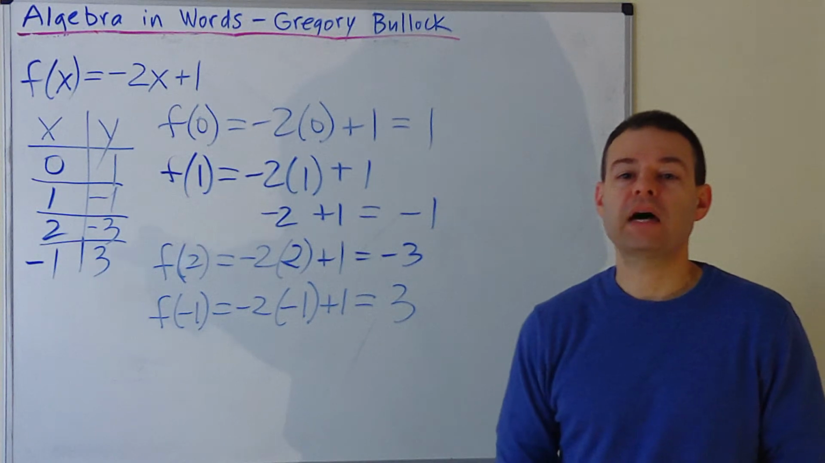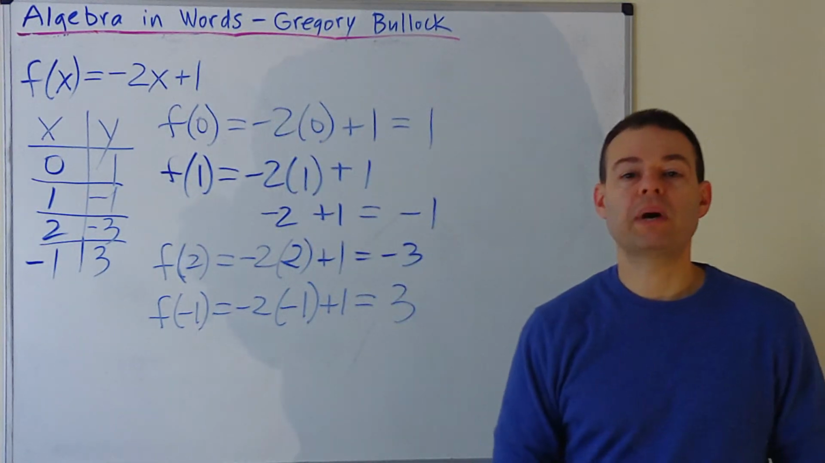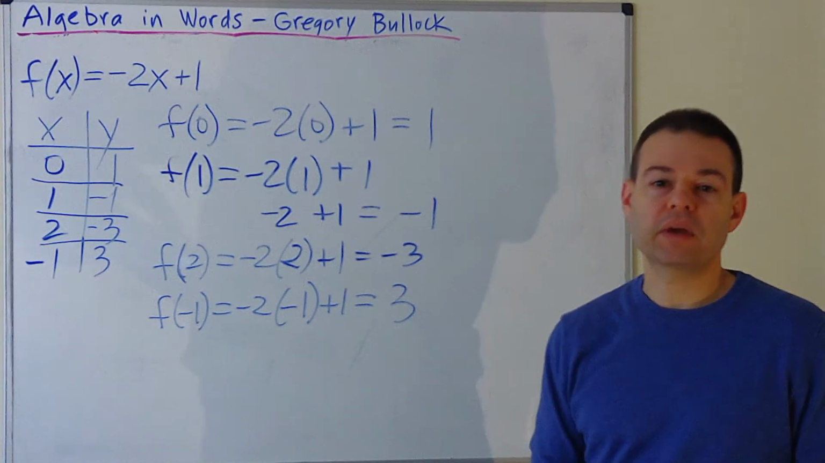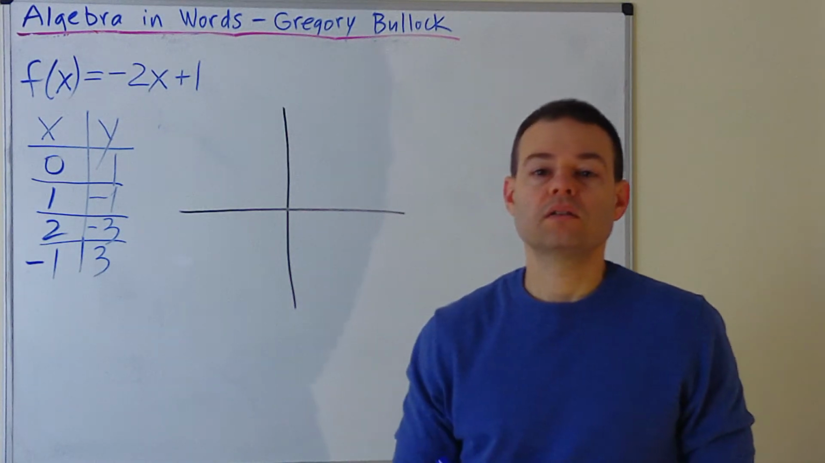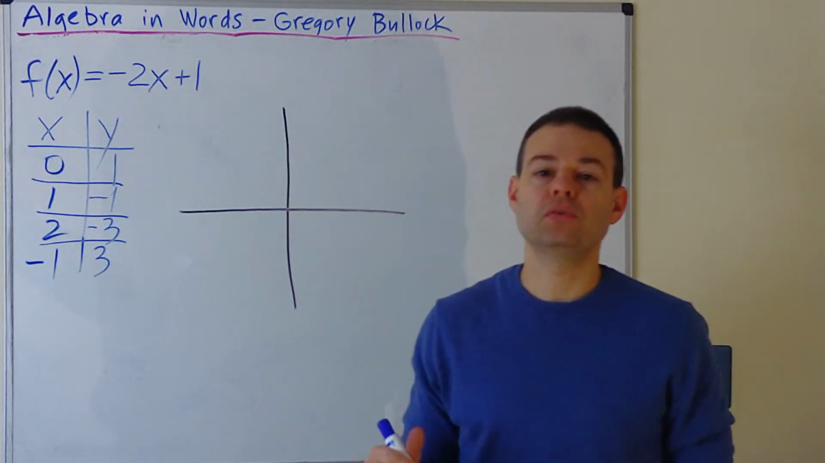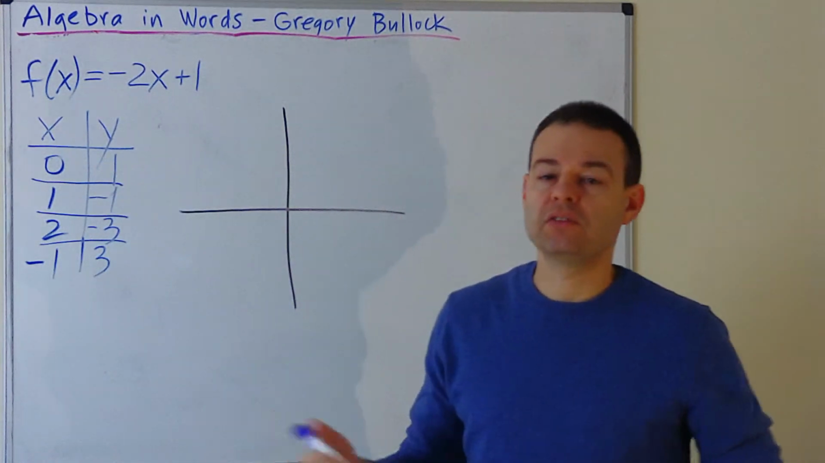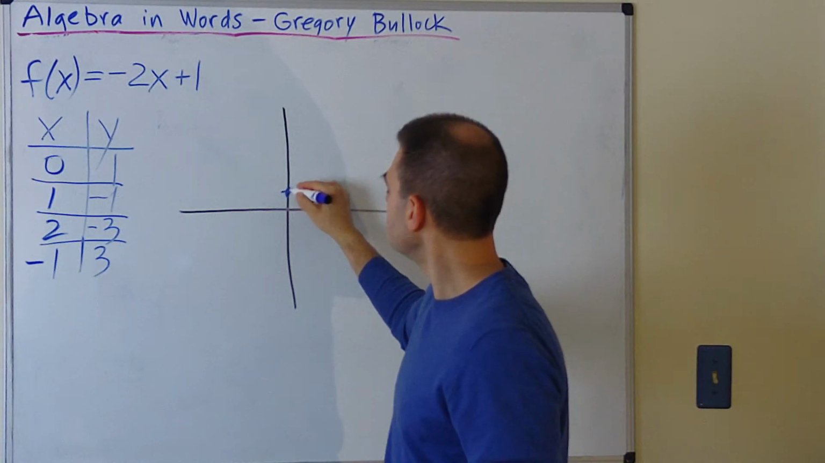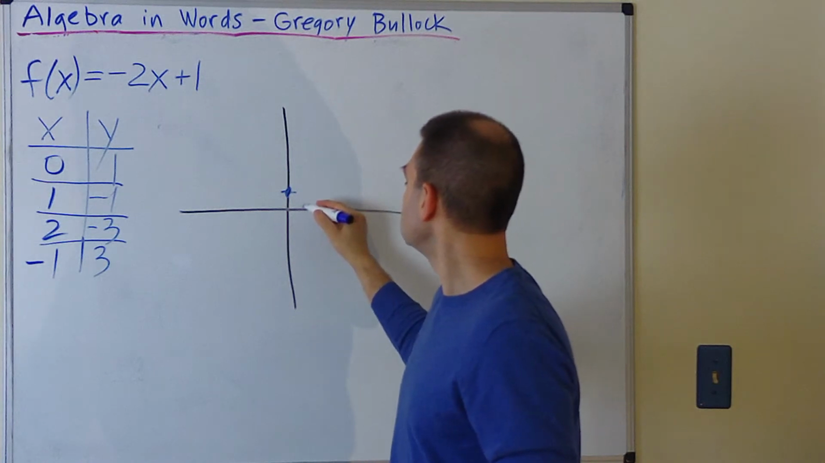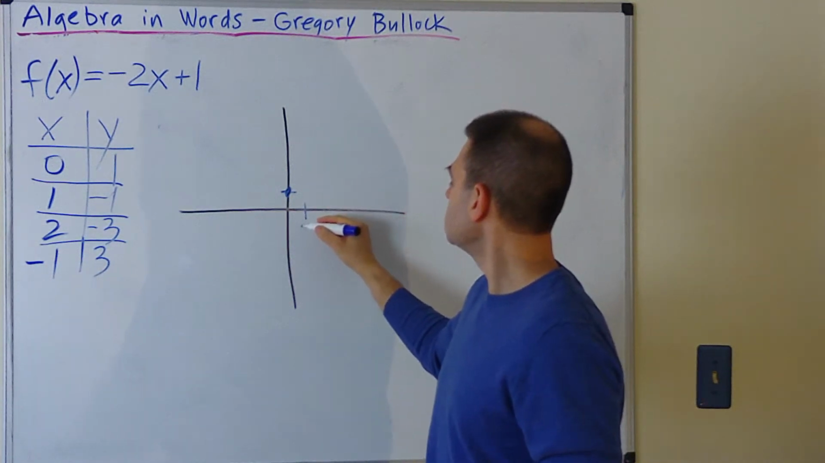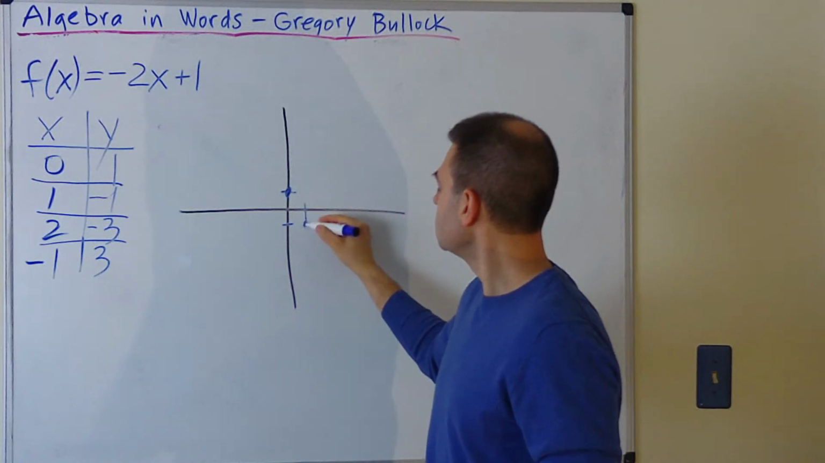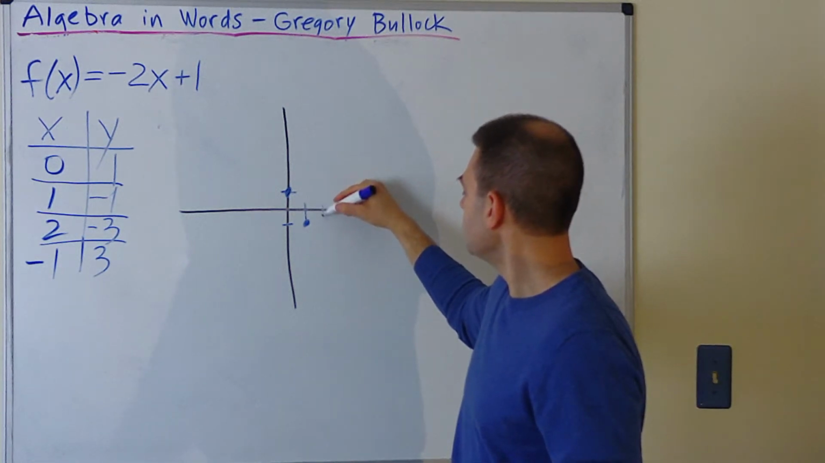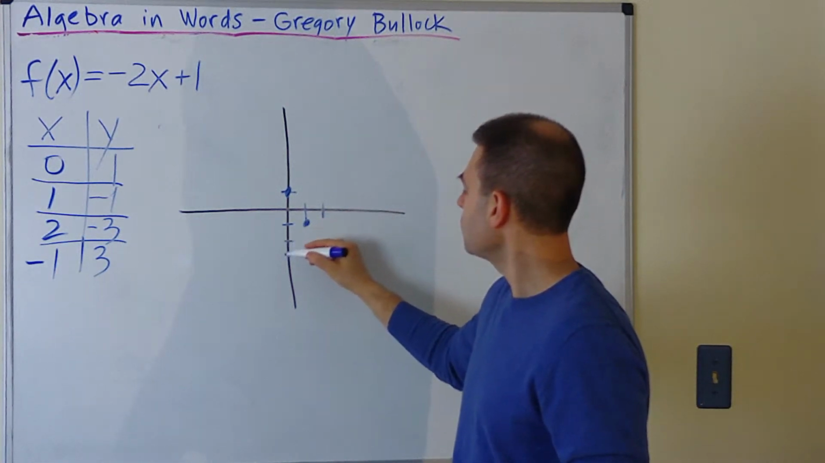Okay, so we found 4 points from this function by evaluating at 4 different values of x. So now I'm going to erase that, and then we're just going to graph. So I set up a graph, and all we're going to do is plot the 4 points, which I'm sure you know how to do at this point. So (0, 1), and (1, -1), which would be down about here, and (2, -3), so let's go over 2, and go down 1, 2, 3.